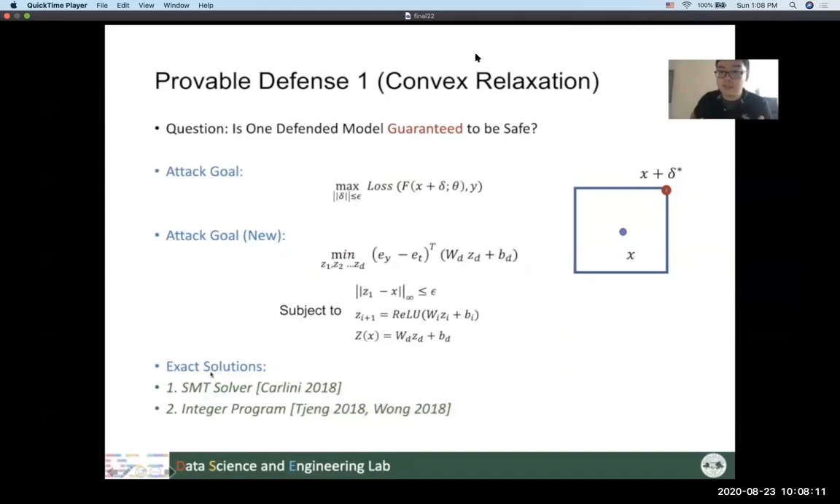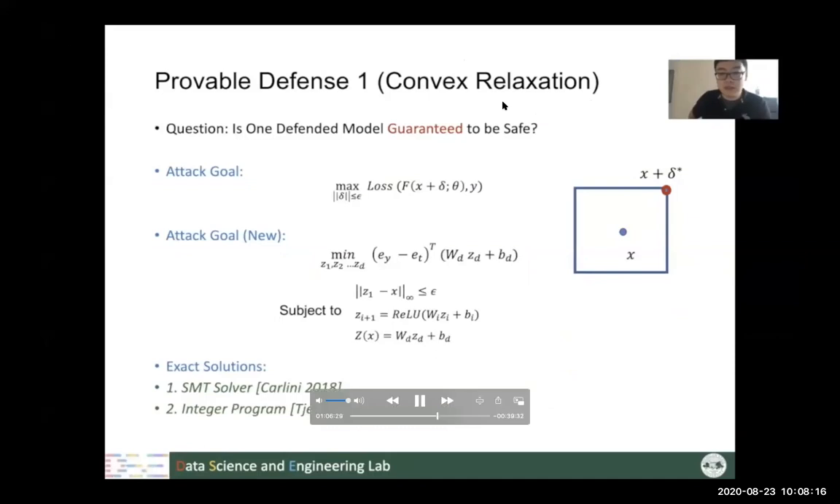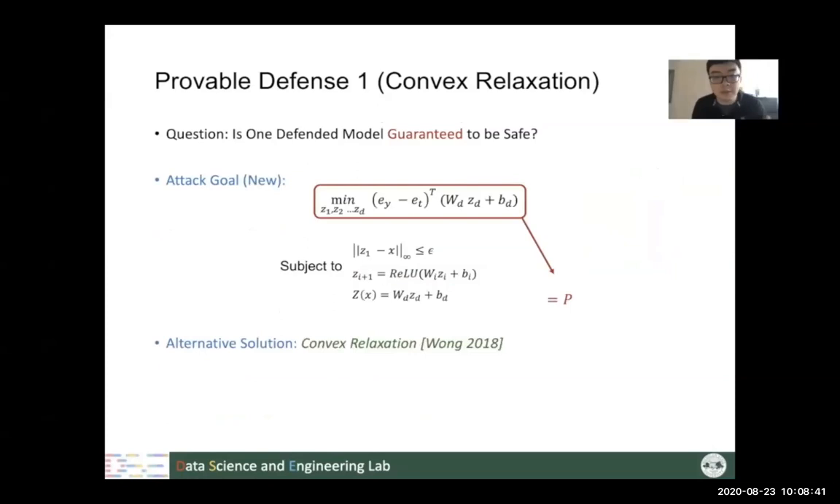I just mentioned that we use an SMT solver or an integer programming solver to solve this for each test sample from the distribution. However, in either method, it will take a lot of computational cost, which makes it almost impossible for real-world applications. So is there any strategy by which we can compromise this strictness somehow? Here is the work on convex relaxation.